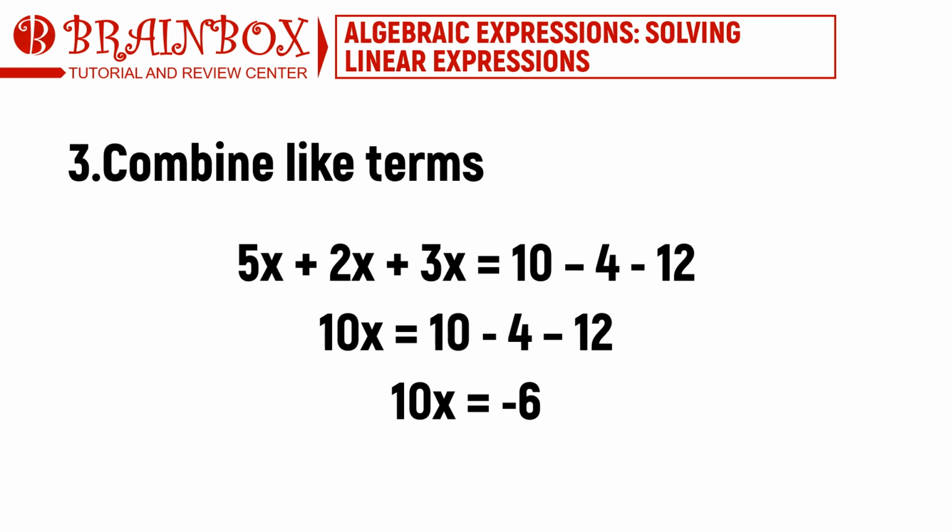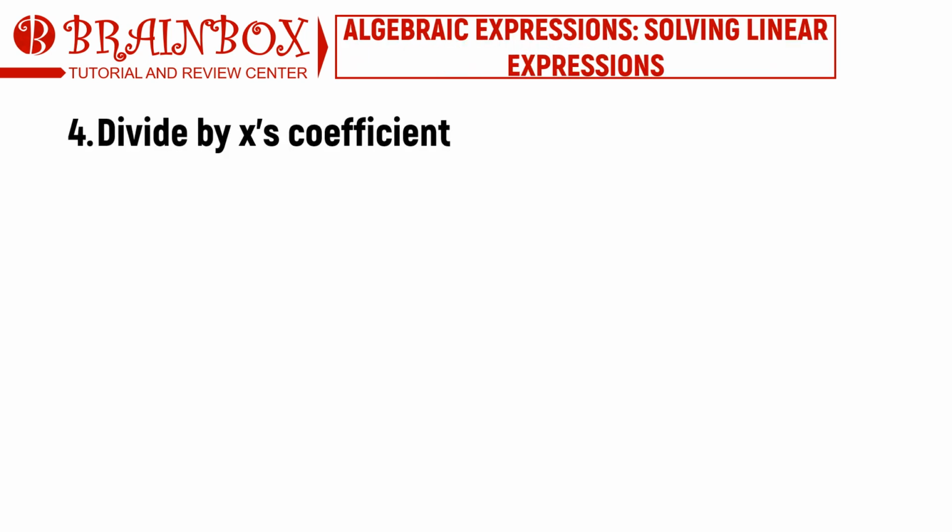Now that each side has been reduced to a single term, we can move on to the final step. We divide both sides of the equation by x's coefficient. This step leaves us with just x on the left side, thereby giving us the final answer. In the example, x's coefficient is 10, so we divide both sides of the equation by 10.